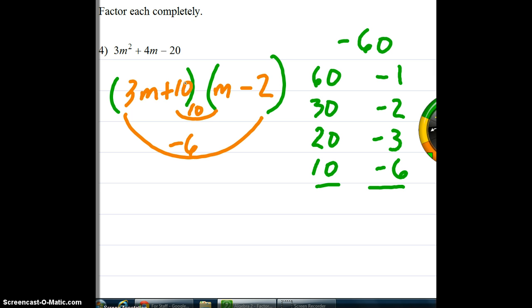Check. We went through, FOIL it to check your answer. If you need some help, make sure you get some help. I'll be around.